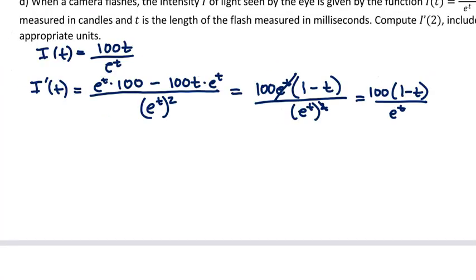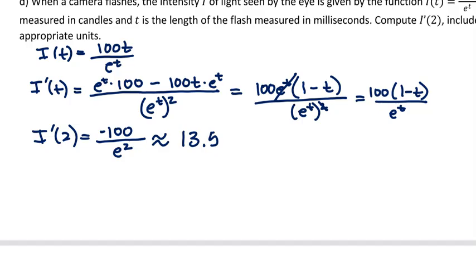We really wanted I prime of 2. So we want 100 times 1 minus 2, which is negative 1. So that will be a negative 100. And then divided by e squared. Since this is a word problem, I think it's great to convert that to a decimal so that we can kind of try and make sense of our answer. I got roughly negative 13.53, and we are supposed to include units, which for my purposes is so that I know that you made sense of what your answer means.